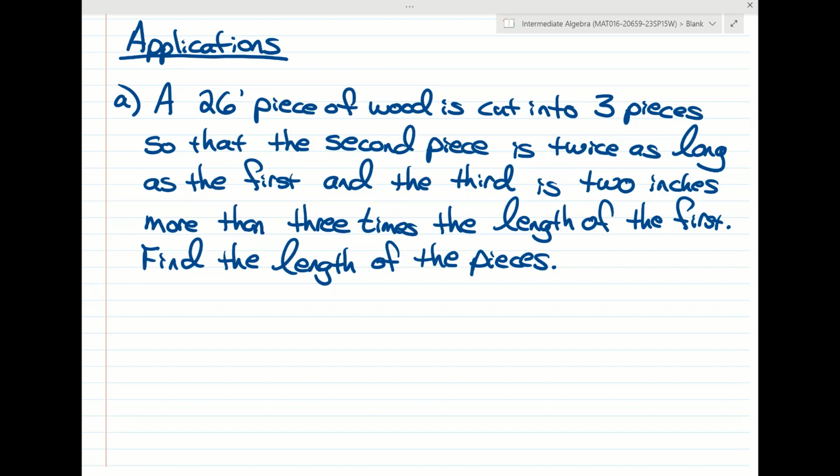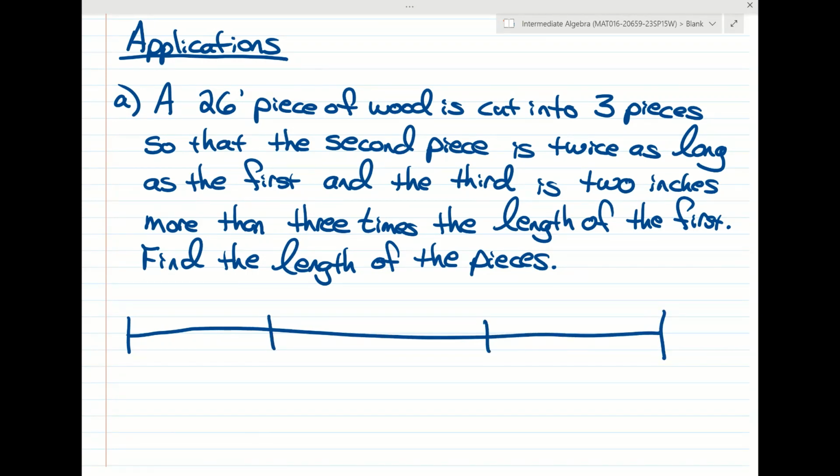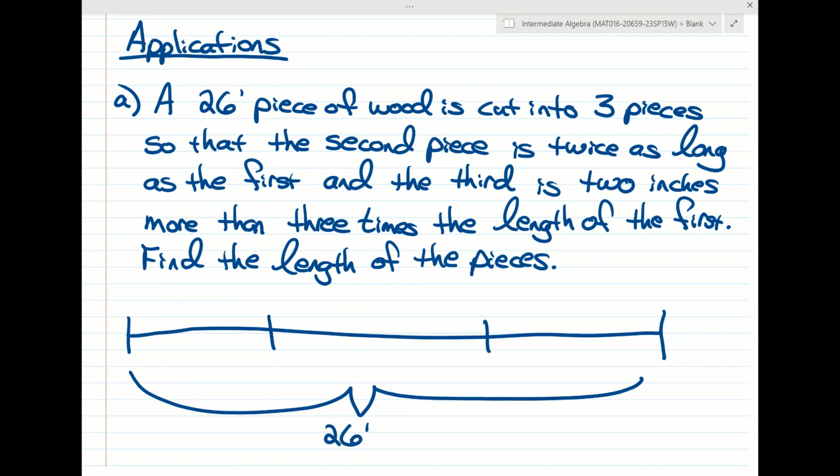One thing that I would do just to get started is draw a piece of wood that's cut into 3 pieces. And we know the total is 26 feet. Now what we have to do is try to decipher what this problem's telling us. So we know the whole thing is 26 feet.